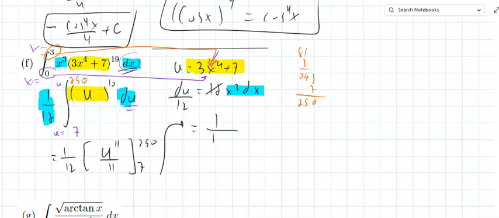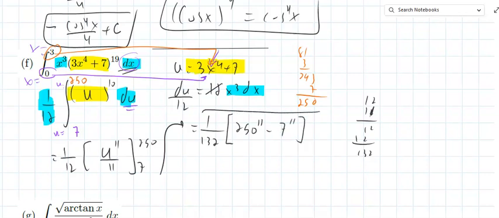That would equal 1 over 12 times 12. 12 times 11, 132, isn't it? One over 132 times 250 to the 11th minus 7 to the 11th. And you could leave the answer like that.